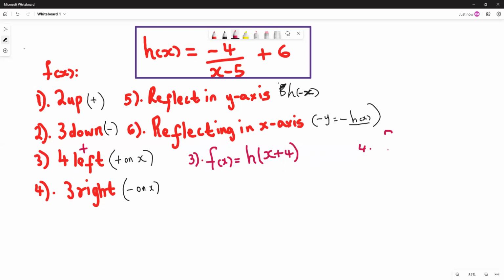And then this side we have f of x, which is the new function. It's h of x. Let's see what we're going to do here. To the right, we subtract. How much are we subtracting? We subtract 3 from x. To the right, we subtract. Remember, left and right are opposite. So we minus 3 from x. And then you are done.